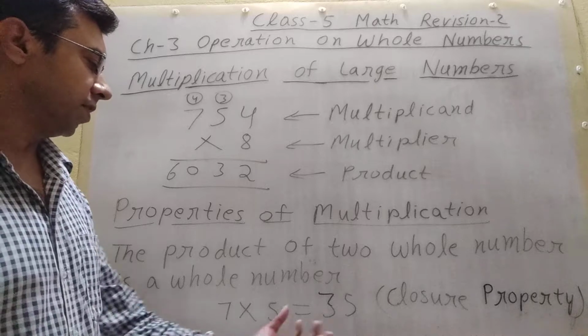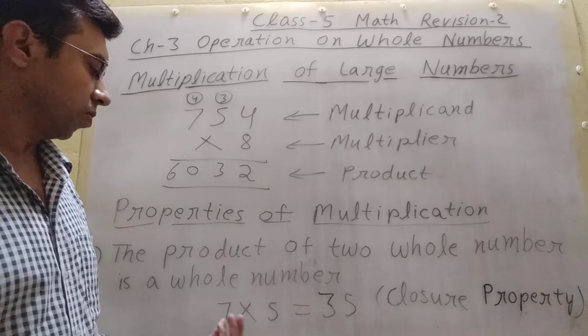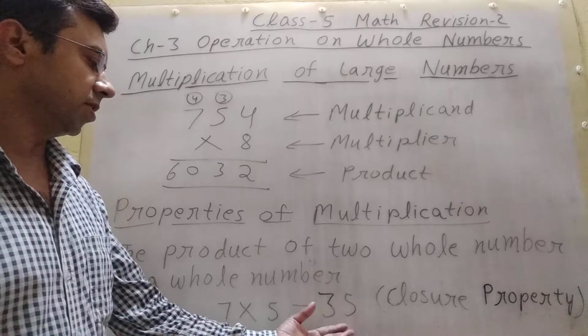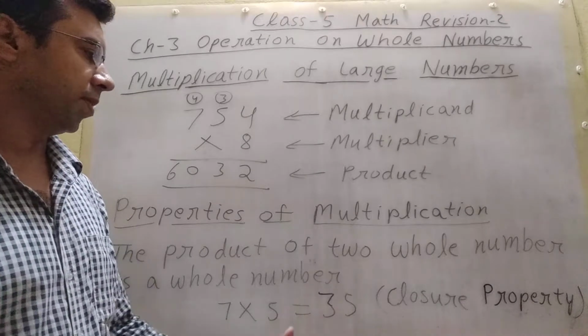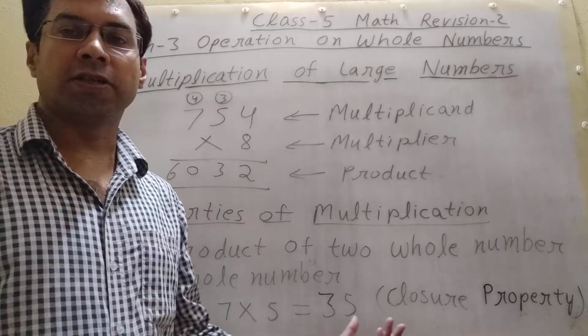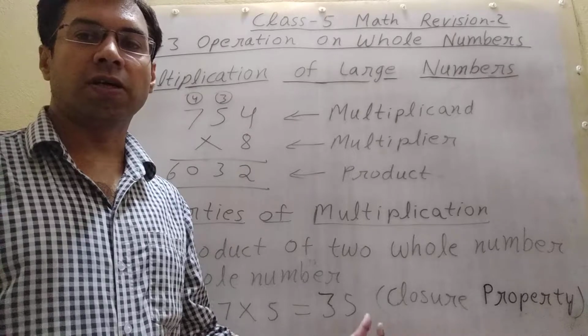7 into 5 is equal to 35. So these numbers are also whole numbers, and this result, the product, is also a whole number. And this property is known as closure property.